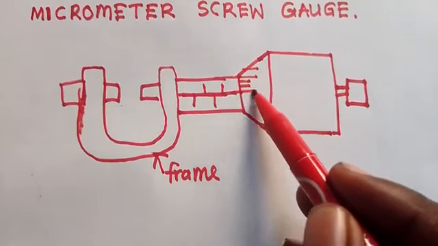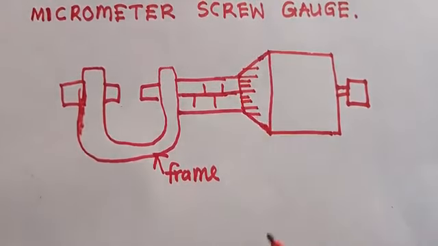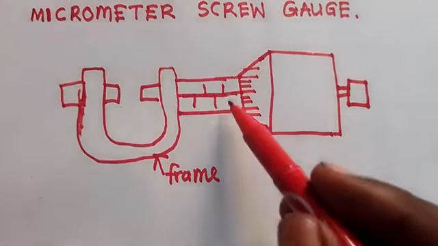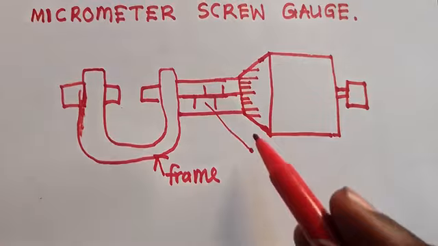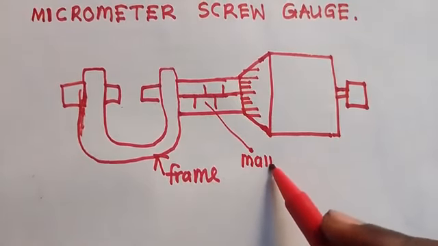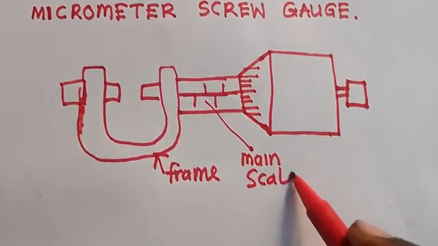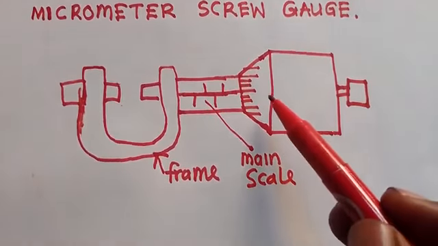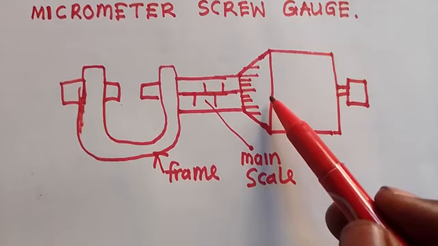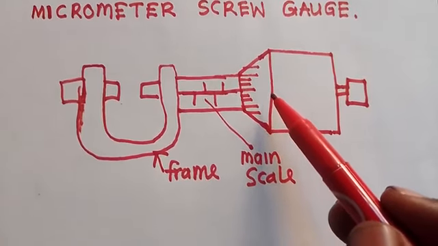This is what you need to know. This one here is called a main scale. This is what you need to get. Now we've got a scale here.